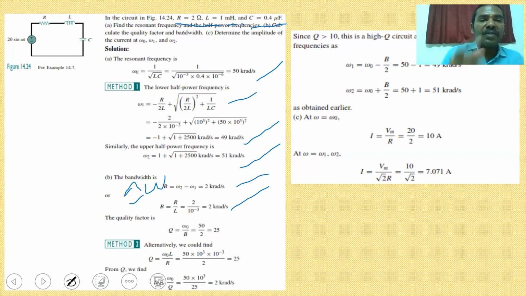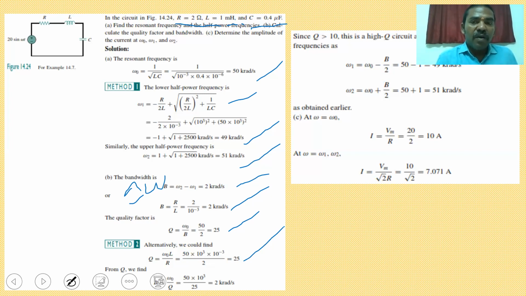Then your next question is quality factor. So quality factor is Q naught, which is equal to omega naught divided by bandwidth. So omega naught value is 50 into 10 power 3 divided by 2 into 10 power 3. So finally you can get 25 is your quality factor. Or you can go for L omega naught by R or 1 by C omega naught R. You can get 25 only. There is no change.